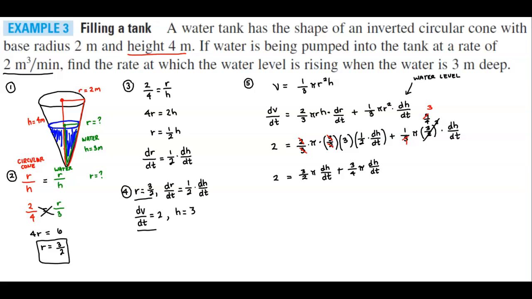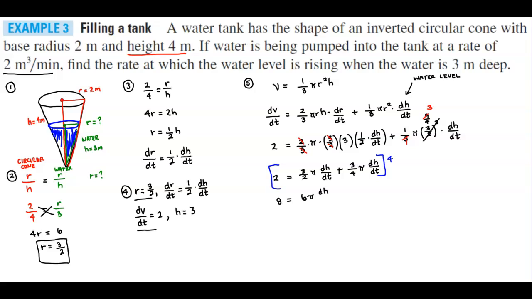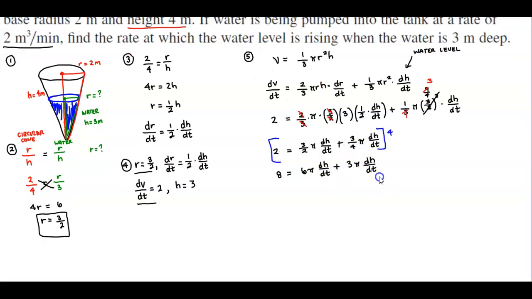Now, if we wanted to make it easier on us, we can multiply everything by 4. So let's multiply every term by 4, which is the common denominator. So we know 4 times 2 is going to give us 8. We know 4 times 3 is 12, divided by 2 is going to give us 6 pi times dh over dt, plus 4 times 3 is 12, divided by 4 is going to give us 3 pi times dh over dt. And now we can combine these two terms. So we get 8, which is equal to 9 pi times dh over dt.